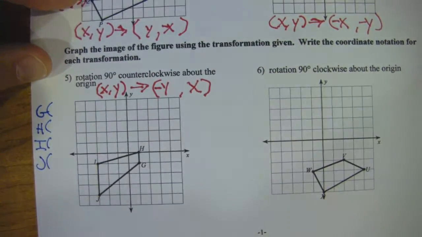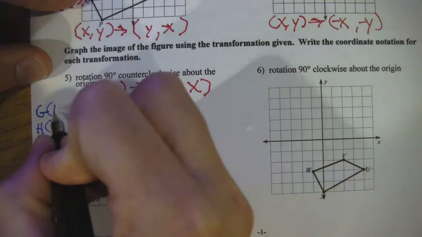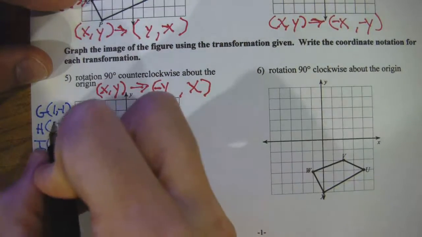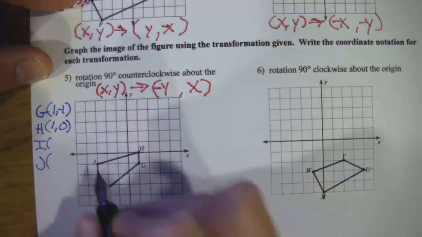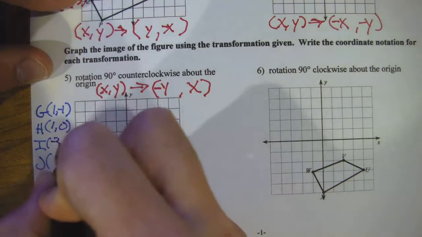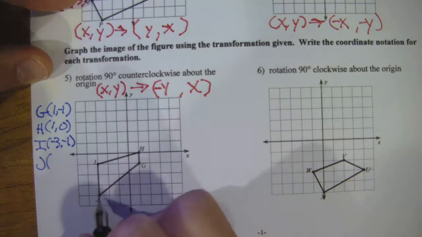And again, we're going to use coordinate notation. We're not going to count. So G is at 1, negative 1. H is at 1, 0. I is at negative 3, negative 1. J is at negative 3, negative 4.